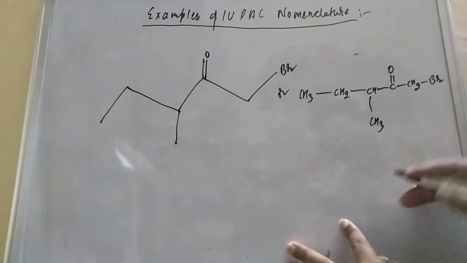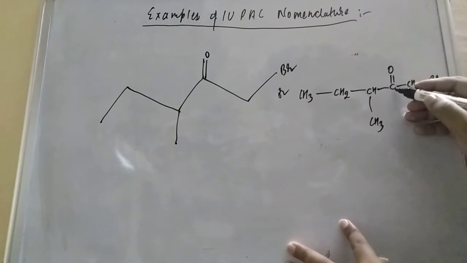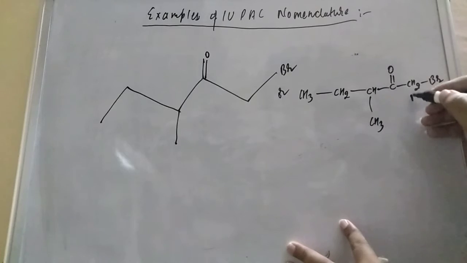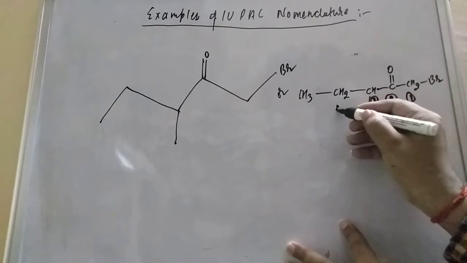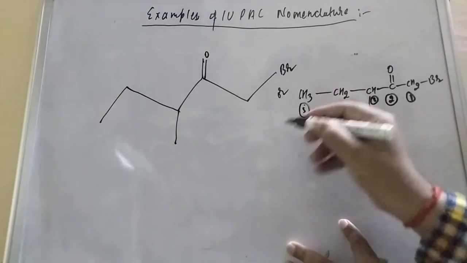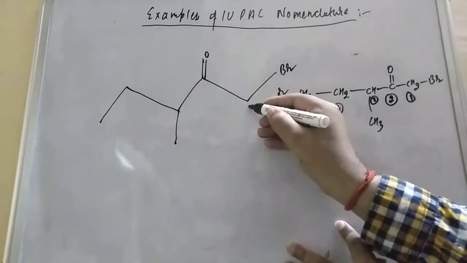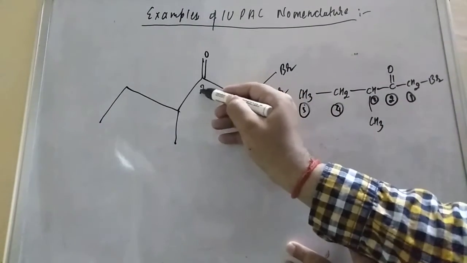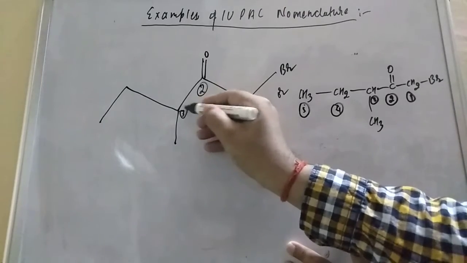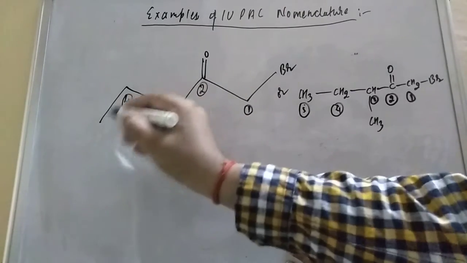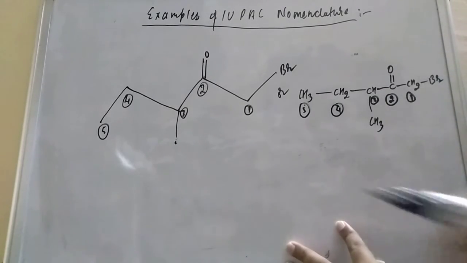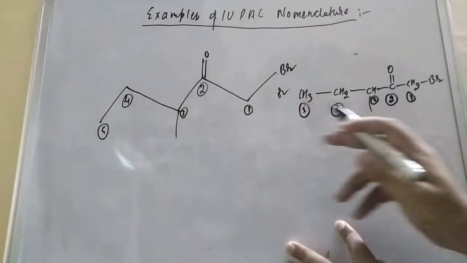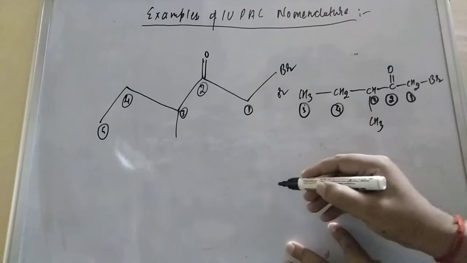So we have to give the lowest numbering to the secondary suffix. Here the ketone is at 2, so student, we will start numbering here: 1, this is 2, this is 3, this is 4, and this is 5. If you want to number from the other side, you can do numbering 1, 2, 3, 4, and 5. Dear student, you can start the naming of this compound. How to do the naming of this compound? There are the rules I told you, student.